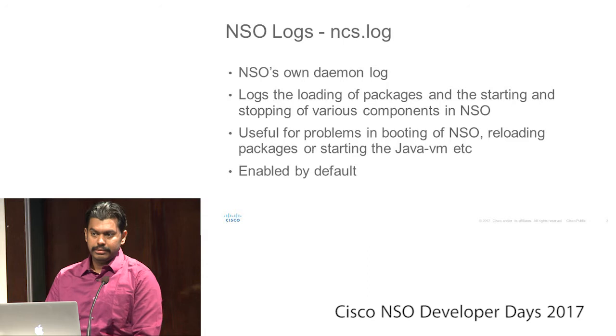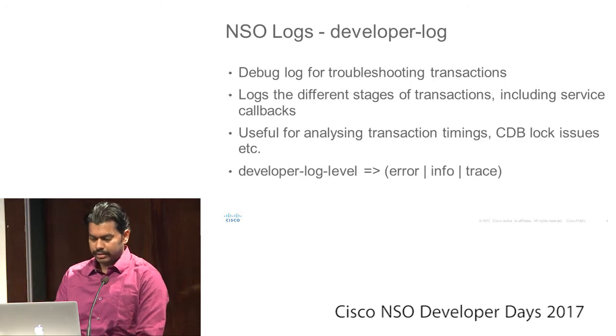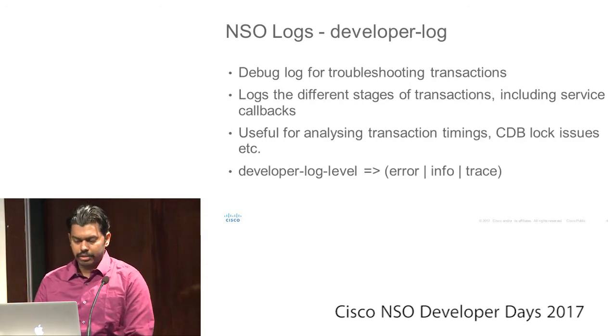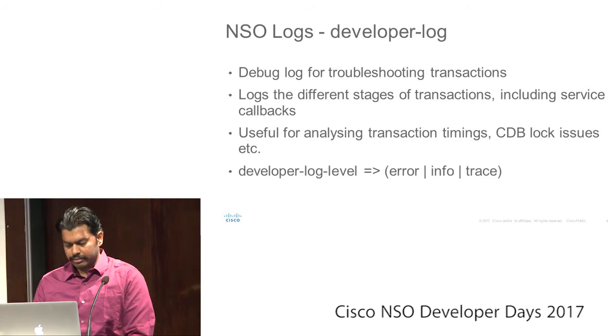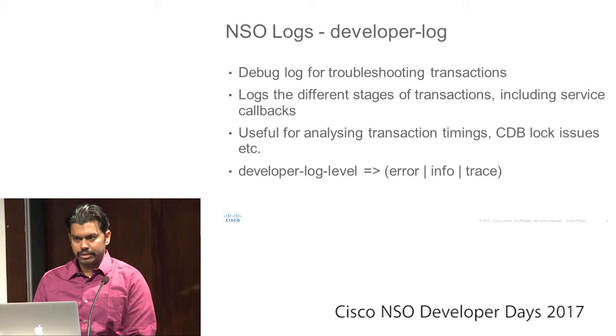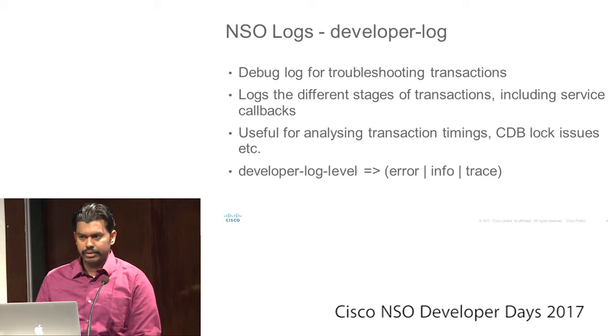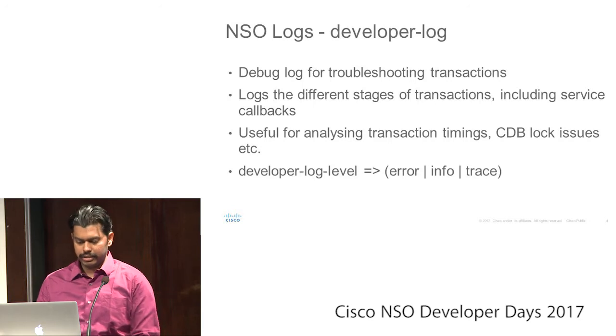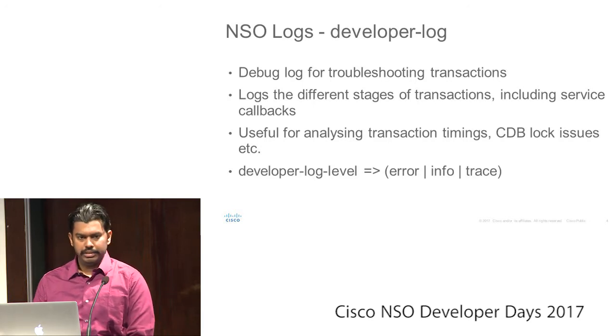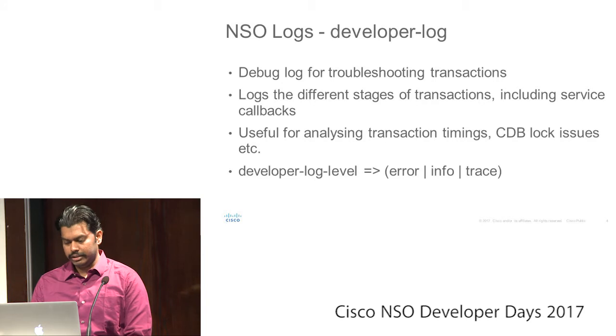Next is the developer log. This is one of the most important logs for troubleshooting issues with almost anything, because it logs all the different stages of the transactions, and it logs things about AAA and NACM rules. So if, for example, you face an error that the CDB is locked, you can look at the developer log to see who is holding the lock currently.